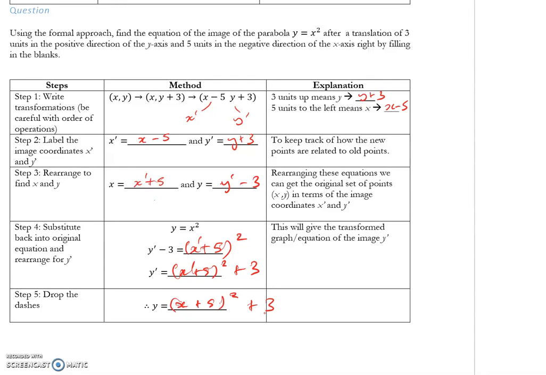So after that transformation has happened, y equals x squared goes to (x plus 5) squared, so 5 units to the left in the negative direction, and add the 3, so then 3 units up. Okay, that's going to be it for that video.